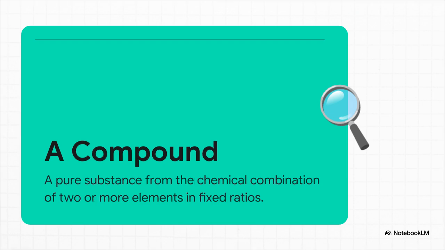So a compound is what you get when you start building with those Lego bricks. You take different elements, say hydrogen and oxygen, and you chemically snap them together following a really strict blueprint. Water is always H2O. 2 hydrogen atoms for every 1 oxygen atom. That fixed recipe is what makes it a compound.